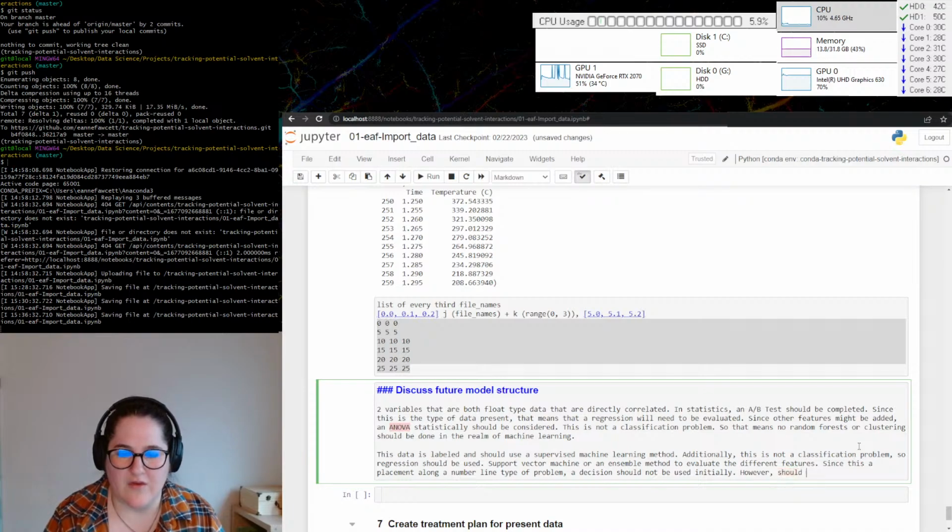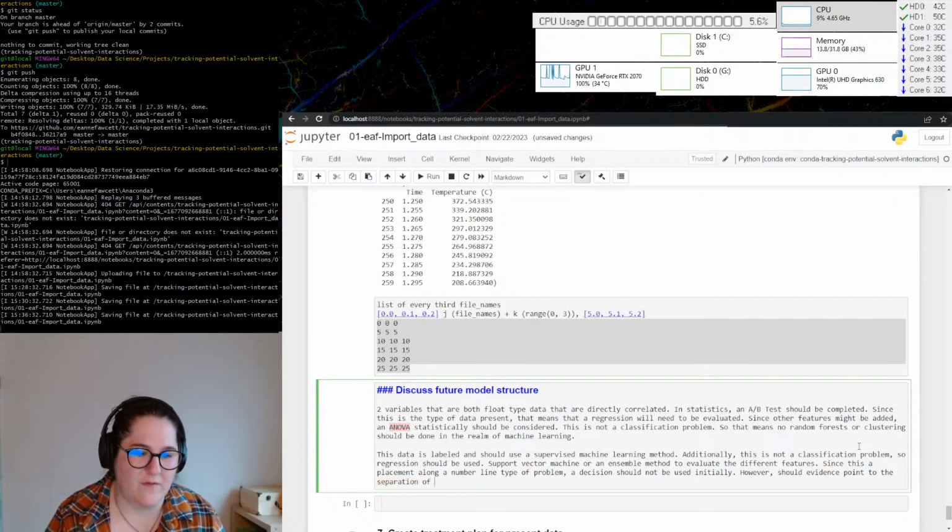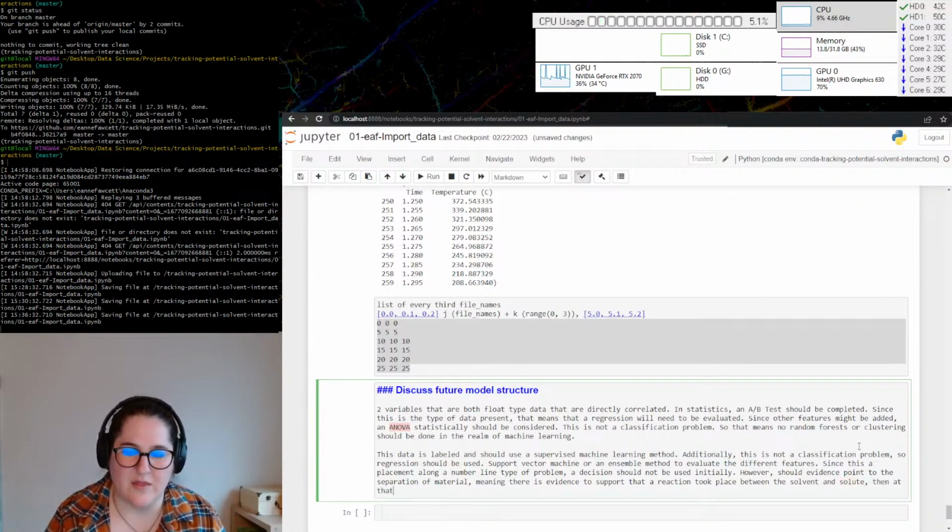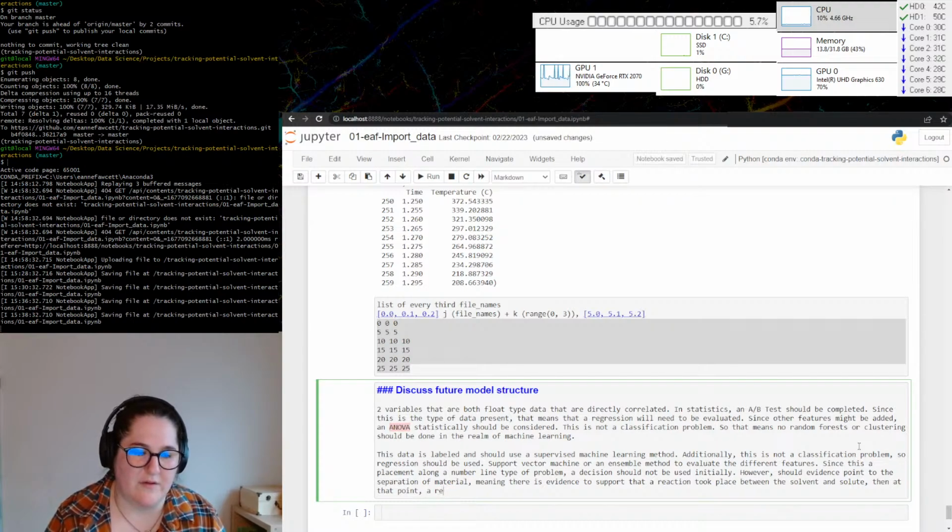However, should evidence point to the separation of material, meaning there is evidence to support that a reaction took place between the solvent and solute, then at that point a regression, or not a regression, a decision tree such as a random forest might be helpful.